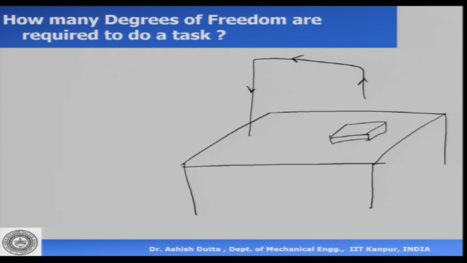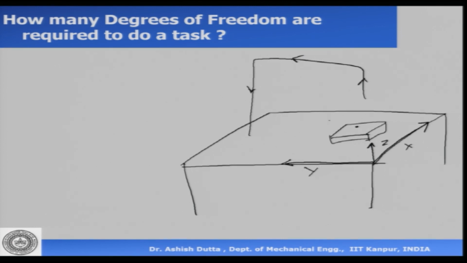Essentially, we need to figure out how many degrees of freedom are required to do this task, and how do we answer that? For example, this object is kept on this table. If I say this is my x axis, this is my y axis, and this is my z axis, then the object being kept on the table means the CG of the object is placed on this table, which means that it could be at any point on this table.